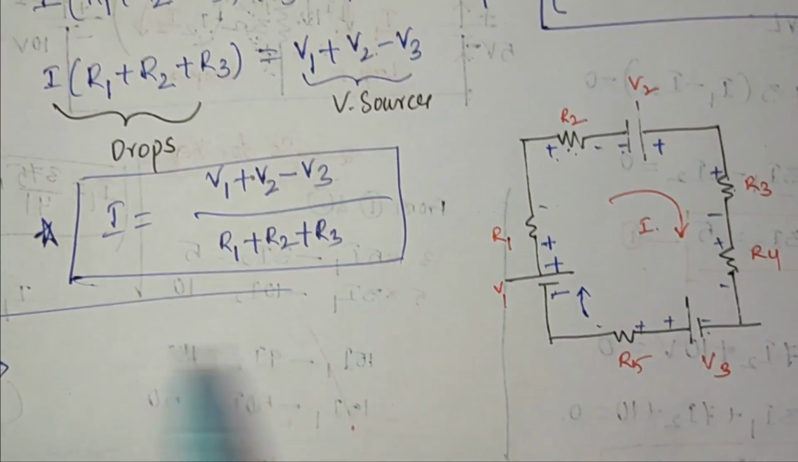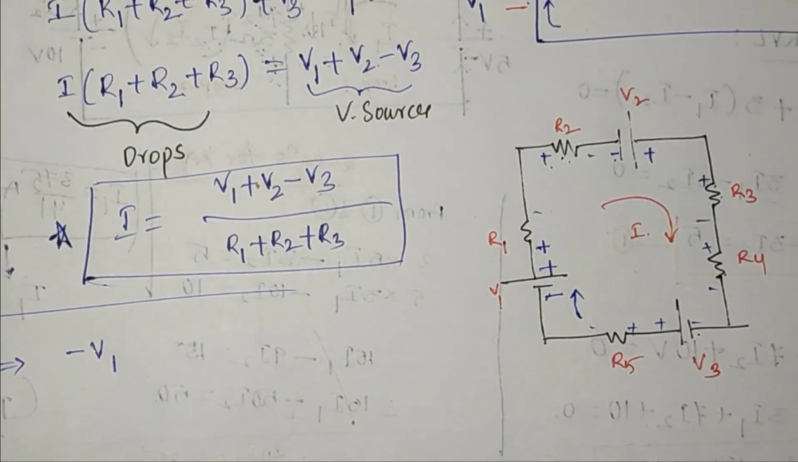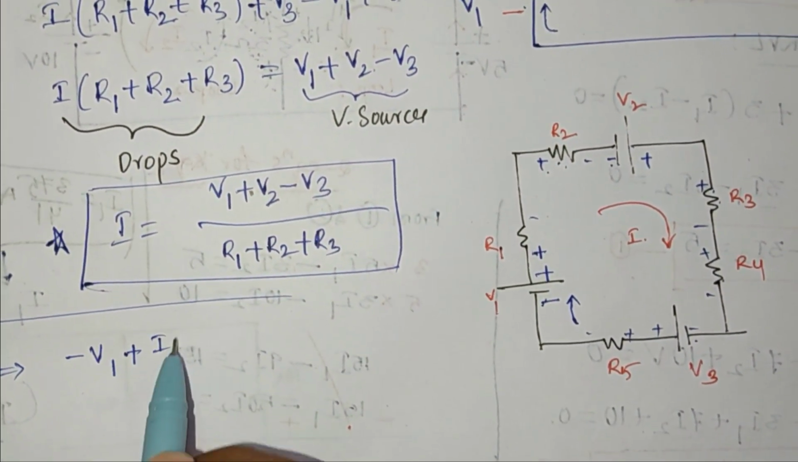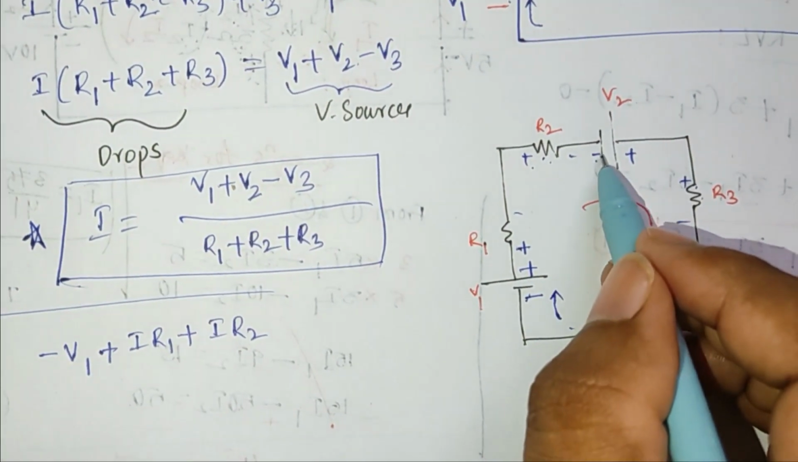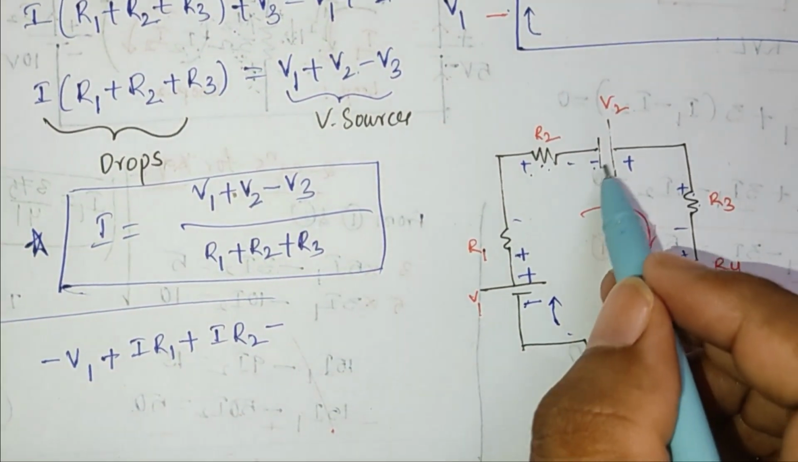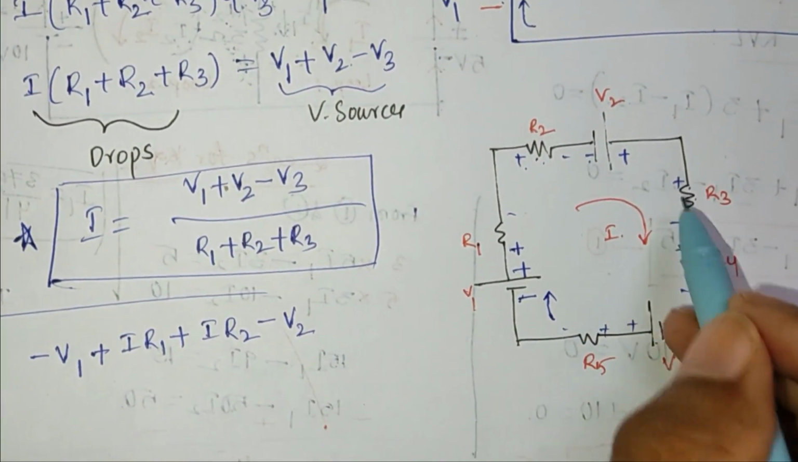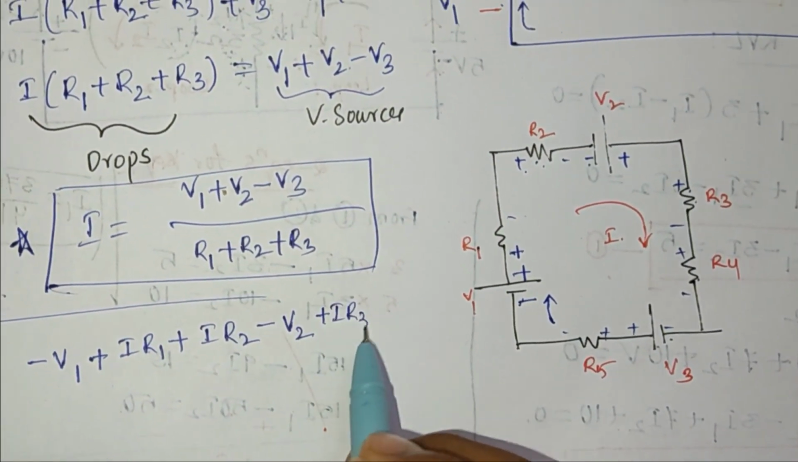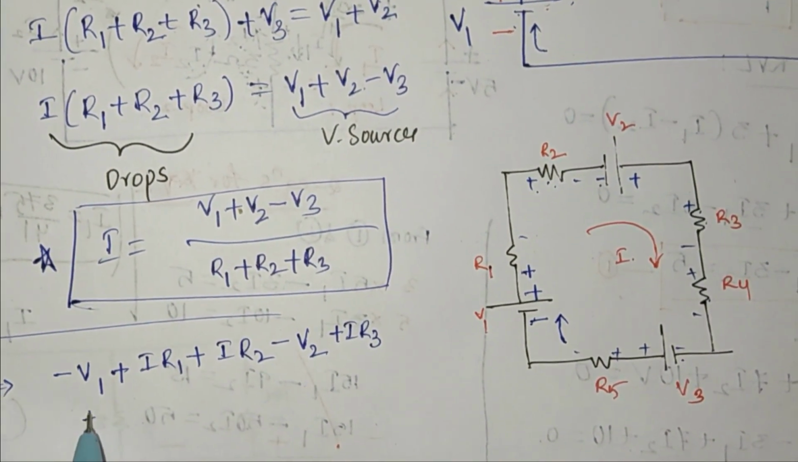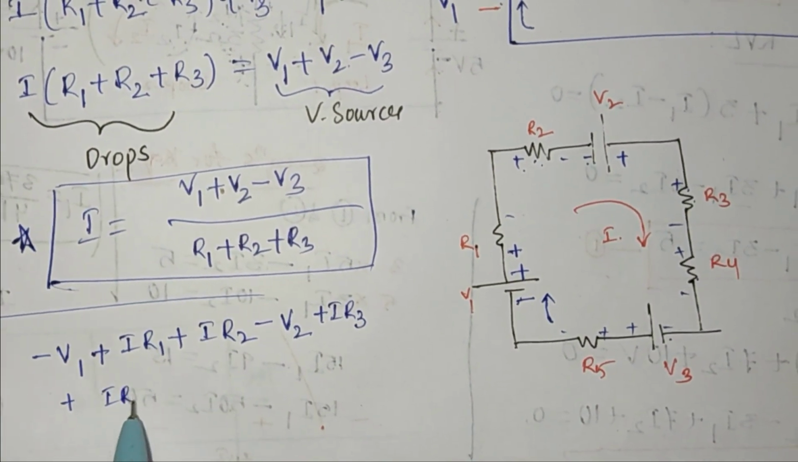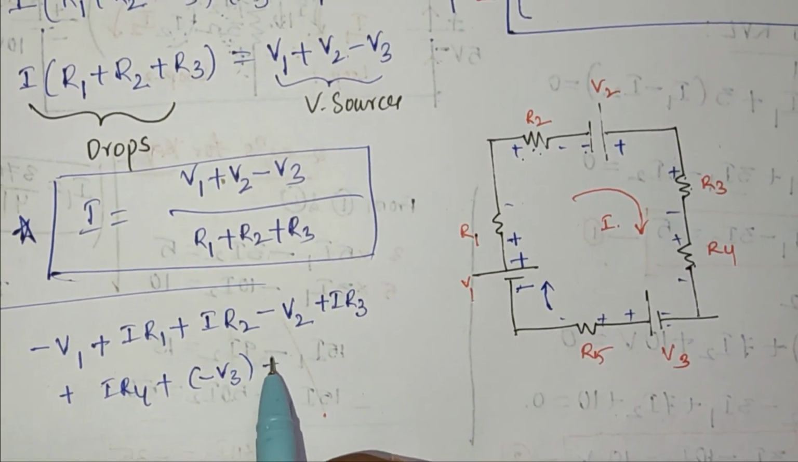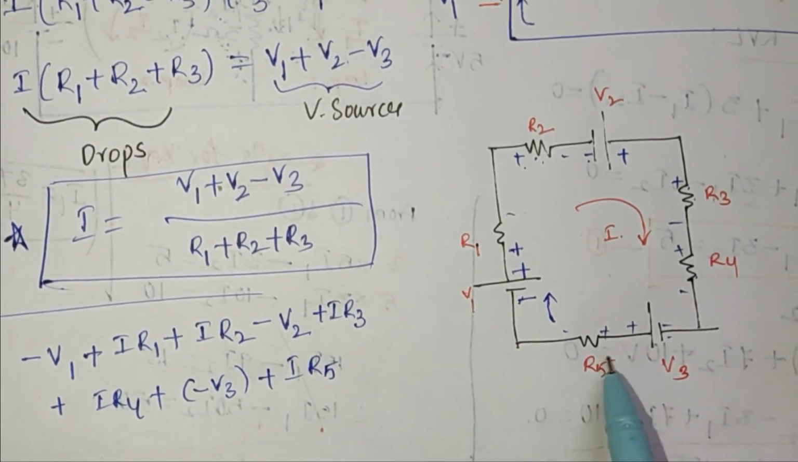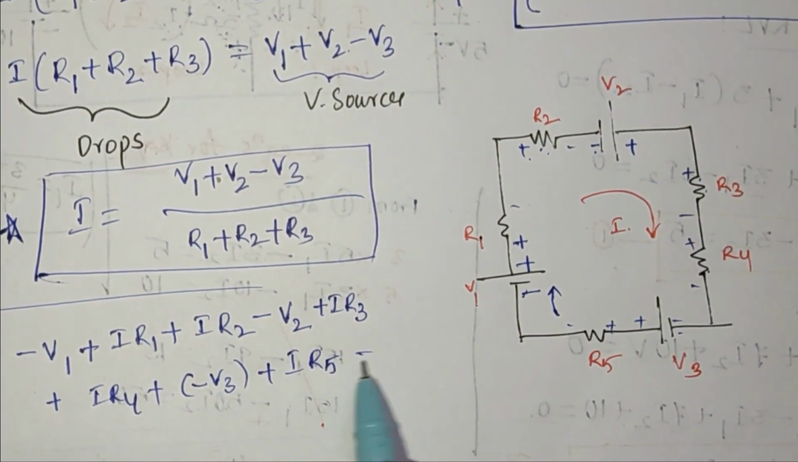First I am going to write minus V1, plus I into R1 plus I into R2, minus V2, because the first terminal we get is the negative terminal of the voltage source, plus I into R3. Okay, I hope you are getting some sense, right? Plus I into R4, then minus V3 plus I into R5. So this concludes our closed loop, and this must be equal to 0.